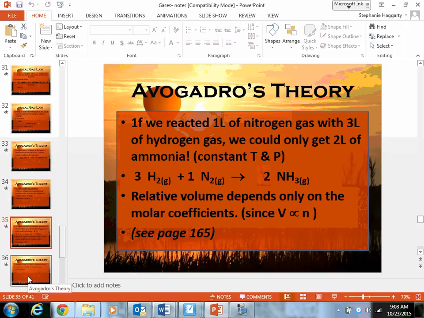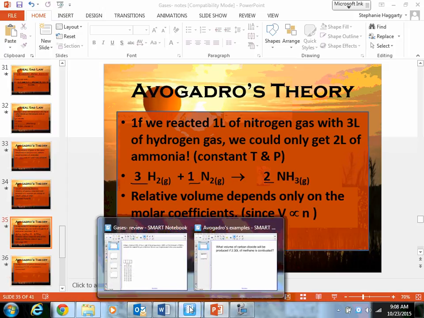So here's an example of a balanced equation. We've got 3 hydrogen, 1 nitrogen, 2 ammonia. That's the mole ratio of reactants to products. It's also the same ratio for volumes. So if I had 3 liters of hydrogen gas reacting, I would produce 2 liters of ammonia. So the volume is directly proportional to moles. So we can use those coefficients to figure out volumes of gases.